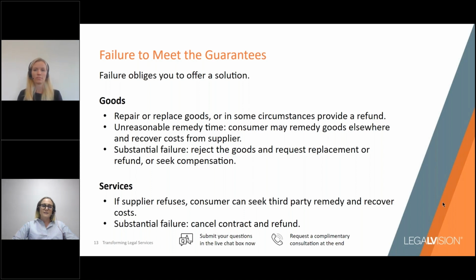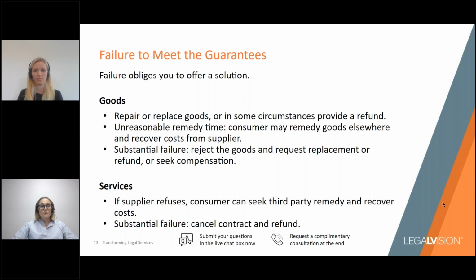If a consumer exercises their right to reject the goods, then the remedy is either a replacement or a refund, and this is at the consumer's option. Note that the CGA remedies do not apply where a consumer has only had a change of mind. So even though you can offer to provide change of mind returns, you are not required to do so under the CGA.